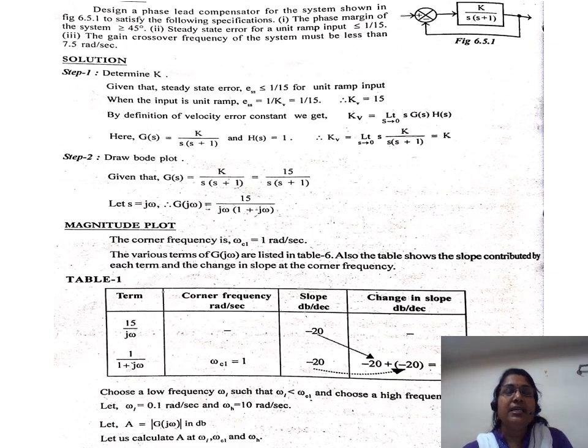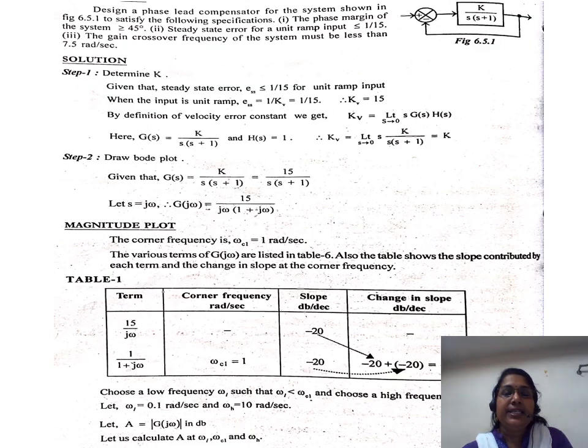So solution, step 1 is determination of K. K value for a unit ramp input can be determined as Kv is equal to limit s tending to 0 of s into K divided by s into (s plus 1), that we will be getting as the Kv value. Then we have to draw the Bode plot.